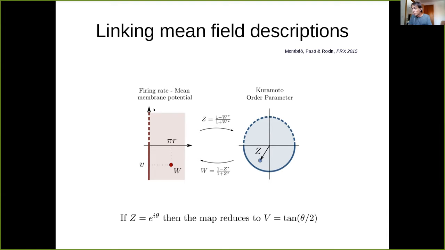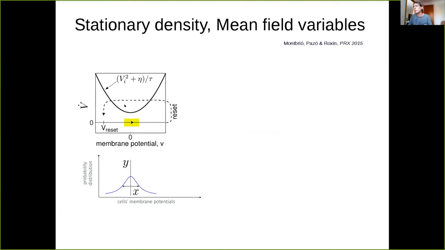And now let me explain briefly how to derive these mean field and these firing rate models. So now imagine that we have a population composed of an infinite amount of QIF neurons, and they all have the same eta. Suppose that this eta is positive, so that this function doesn't have any zero. So neurons are constantly firing, but it turns out that this density can be stationary. So even though these neurons are constantly firing, one can imagine that there exists a density that is peaked around the minimum of this parabola, and it has a certain width that we will call x.